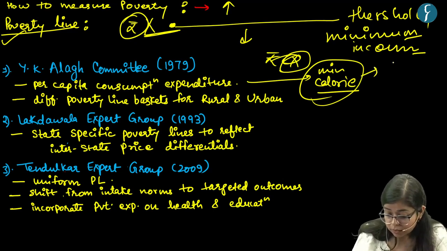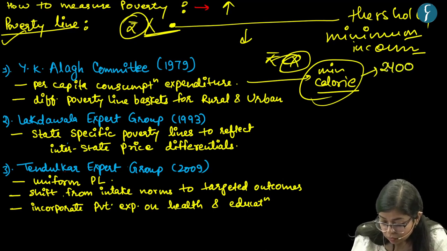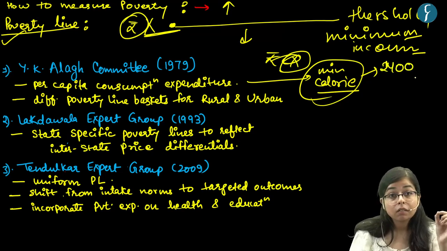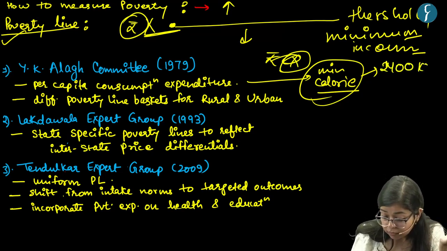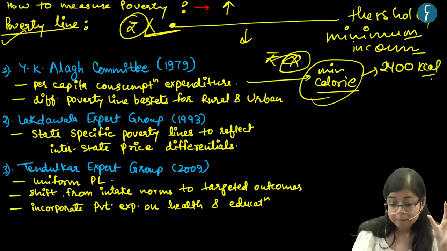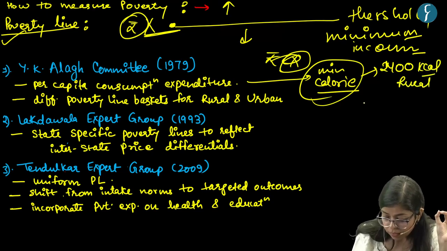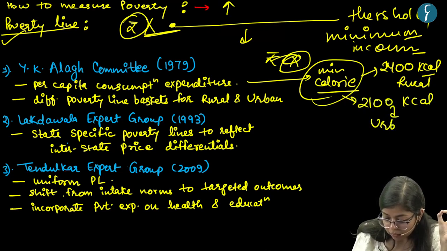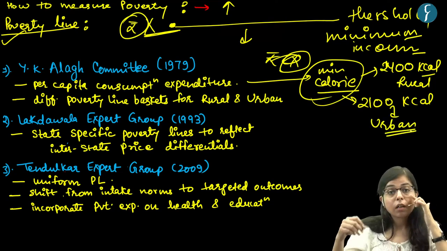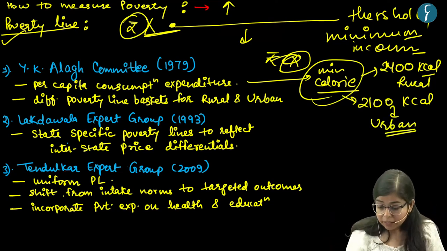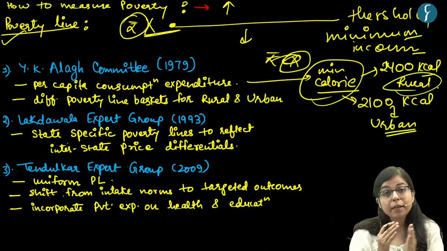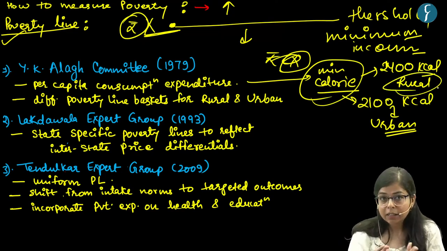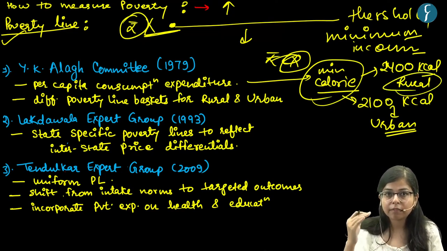And based on this, any person who was able to intake 2400 kilocalories per day in rural India, and any person who was able to intake 2100 kilocalories in an urban area, was above the poverty line, right? And the people who were not able to meet this calorie intake criteria were defined as below the poverty line, right?